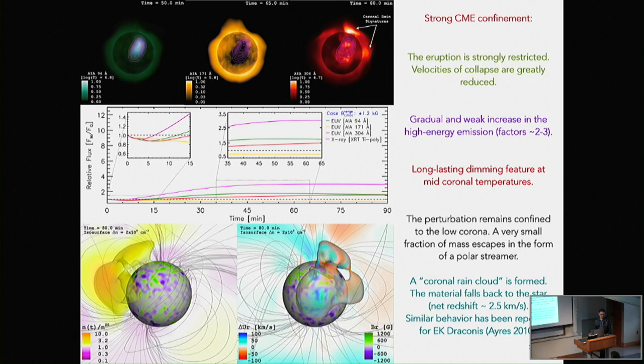And this kind of behavior, this kind of net redshift of things falling back into the star, has been observed in several active stars like AU Microscopii. All right, so that was precisely what we did in this particular paper, and I'm going to use the remaining minutes that I have to present what we are working on right now, which is shifting to a different frequency.